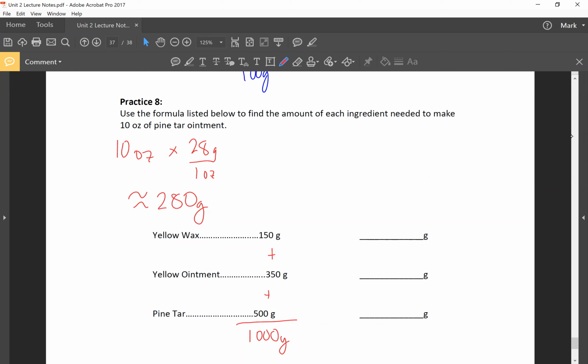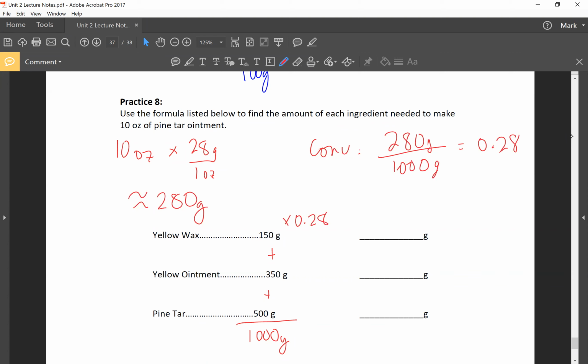So what's my conversion factor? Well, I'm looking to make 280 grams, but the recipe has 1,000 grams. So my conversion factor is about 0.28. Now, some of you might have had 0.283. That's fine. I'm keeping mine rounded nice and small, but if you had 0.283, totally fine. So I'm going to multiply everything here by 0.28.